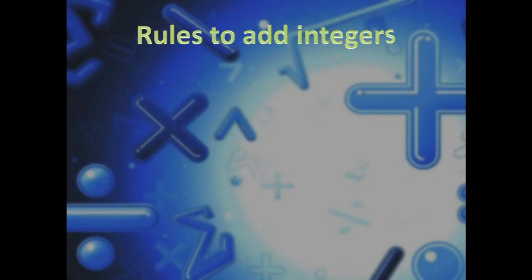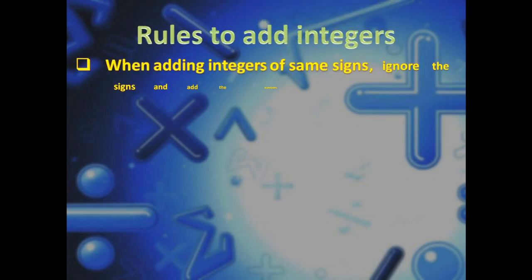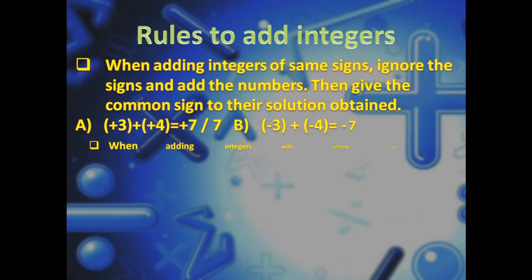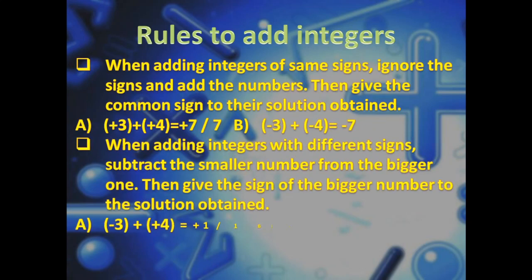We have certain rules to learn to understand addition of integers. So, rules to add integers. When adding integers of the same sign, that is, any numbers on the number line, if they have the same sign, that is positive 3 and positive 4, ignore the signs and directly add the numbers. Then give the common sign to their solution.